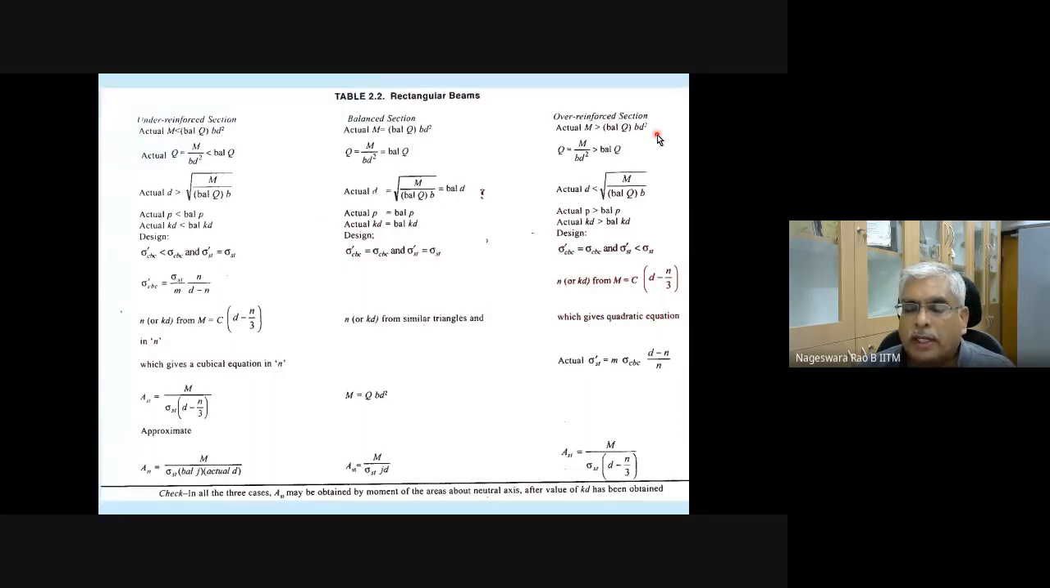But the other way of doing it is, since the amount of concrete area in compression is less, we can compensate for it by adding some amount of steel in the compression region as well. Okay. So that is what we are going to do in today's class. That is what a doubly reinforced section is. Any questions? So let me go further.